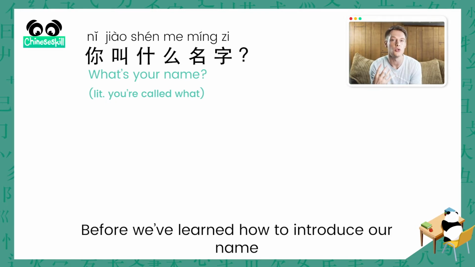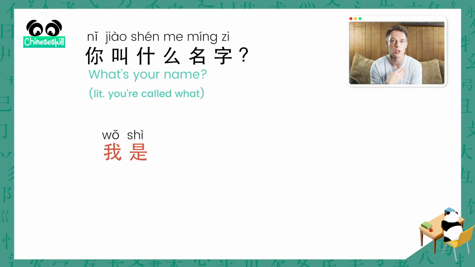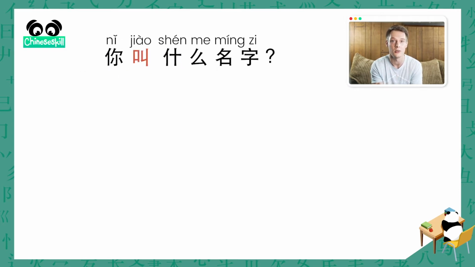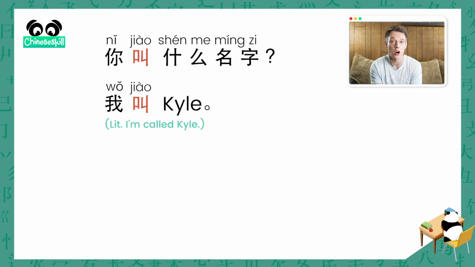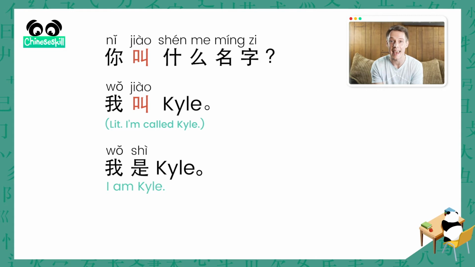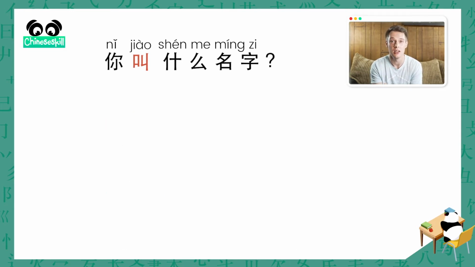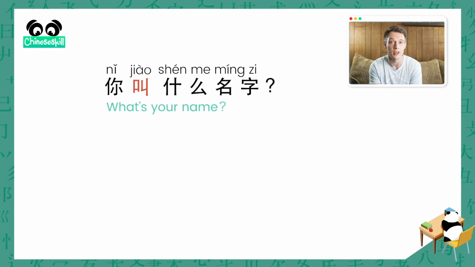Before, we've learned how to introduce our name using 我是 plus your name. But here, we can use the verb 叫 to respond when someone's asking us 你叫什么名字? For example, 我叫 Kyle. Literally translates to I'm called Kyle, whereas 我是 Kyle means I am Kyle. If you don't know what my name is, you'd have to ask me, 你叫什么名字? What's your name? And I could say, 我叫 Kyle.